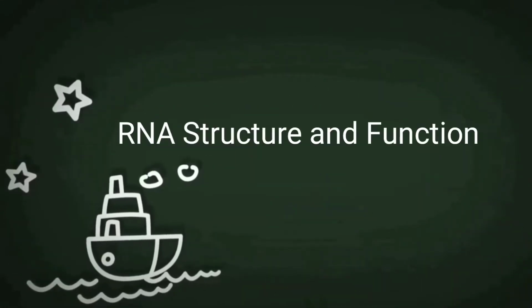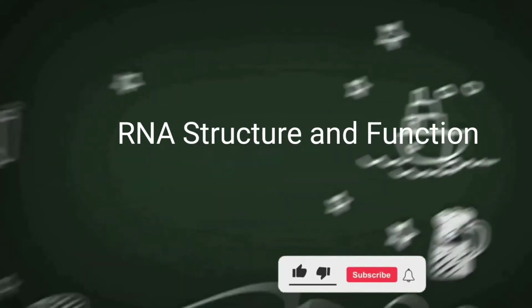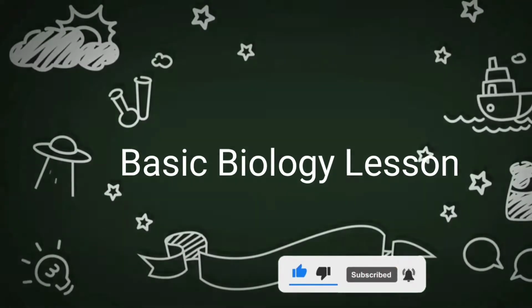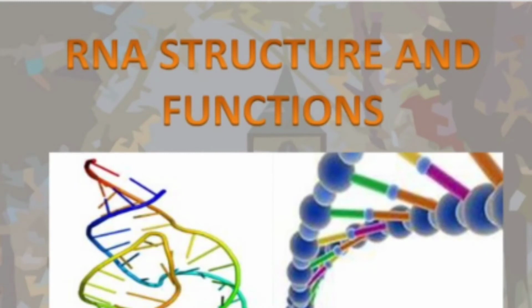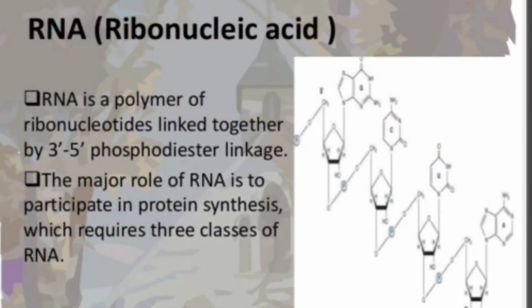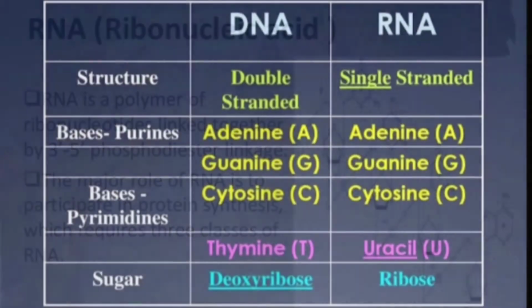Lesson 7. RNA Structure and Function. RNA structures, types and functions. RNA, ribonucleic acid. RNA is a polymer of ribonucleotides linked together by 3',5'-phosphodiester linkage. The major role of RNA is to participate in protein synthesis, which requires 3 classes of RNA.